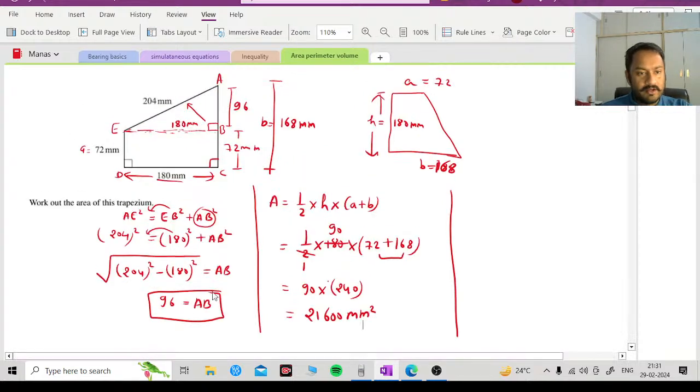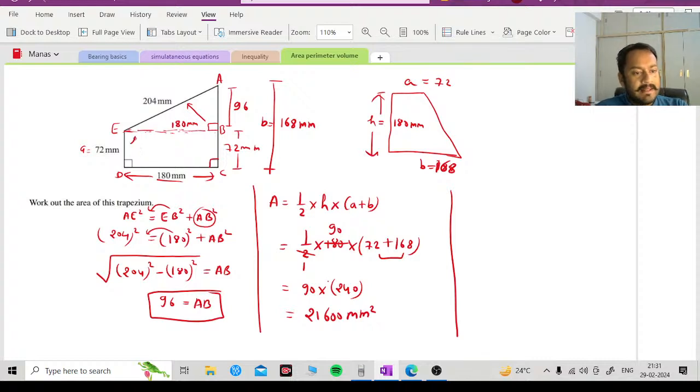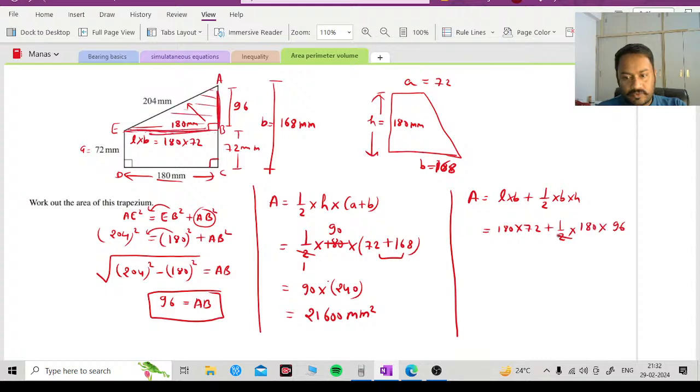Now if you don't want to find the area by this formula, you can apply length into breadth. So that is 180 into 72. To find the area, I can apply length into breadth plus half into base into height. So length into breadth is 180 into 72 plus 1 by 2 into the base. Now this is a triangle I'm talking about. In this triangle, I can write 180 as the base, and the height is 96, which we just found out. So 180 into 96, half of 180 is 90. So 180 into 72 plus 90 into 96, right?